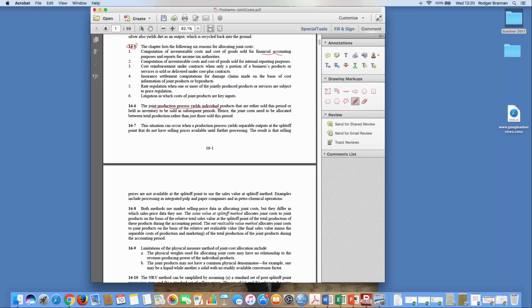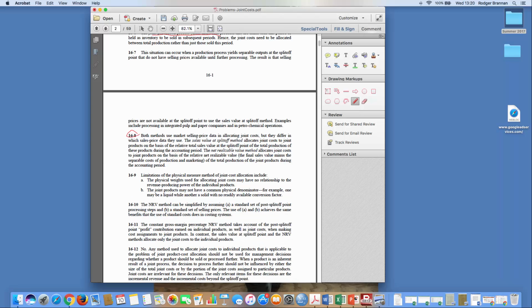Now we'll look at number 8 and then also 10, 11, the different ways that you can allocate joint cost. And we'll talk about the sales value at split-off point, net realizable value, constant gross margin. You could even do physical measures, although that's not necessarily recommended. There are some inherent problems with it.